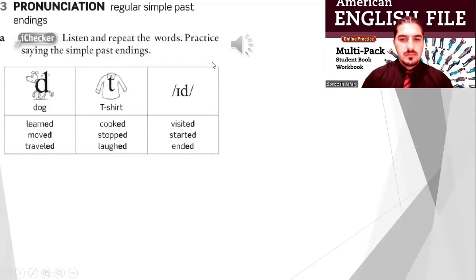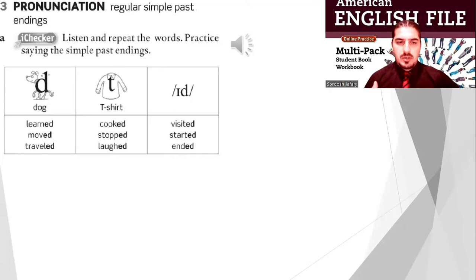File 10A. Pronunciation. A. Learned. Moved. Traveled. Cooked. Stopped. Laughed. Visited. Started. Ended.